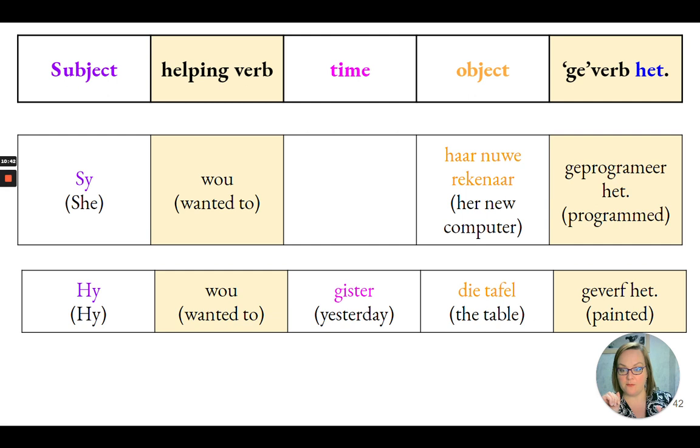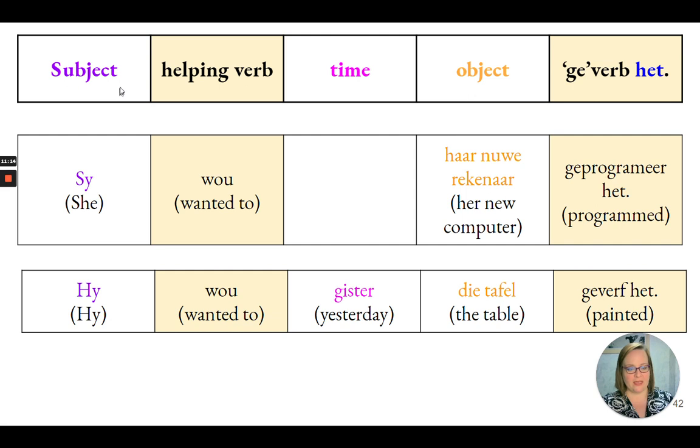Let's look at hy. Hy wou gister die tafel geverf het. What is the main verb in this sentence? You automatically know where to look, at the end. Verf. Okay, he wanted to paint the table. Good. So this is the formula for past tense and helping verbs. It's always the same. Helping verb goes to that verb 1 position, and the verb and het goes to the end.